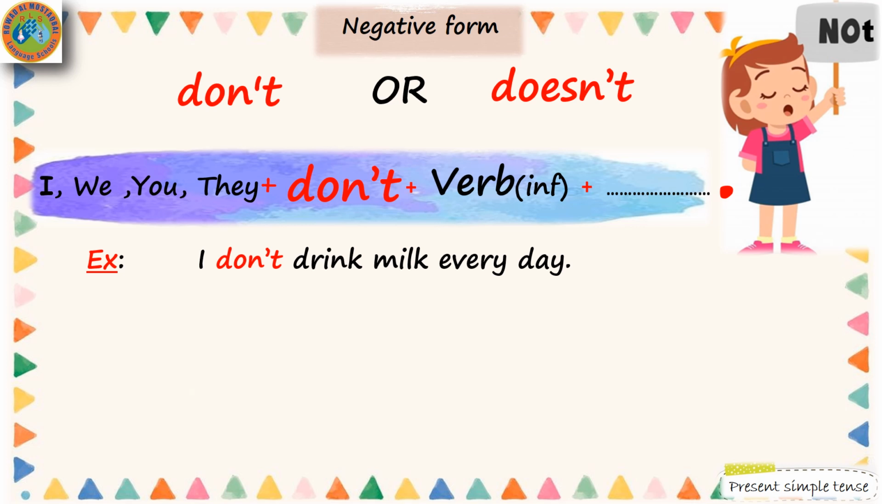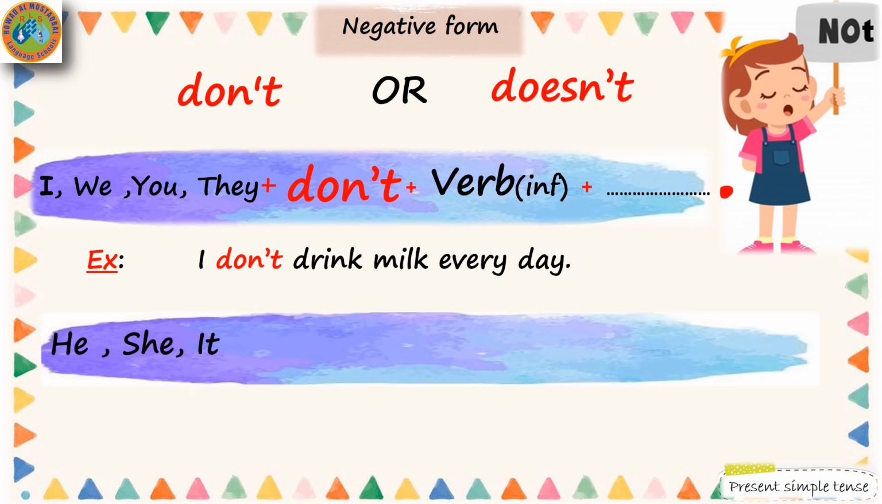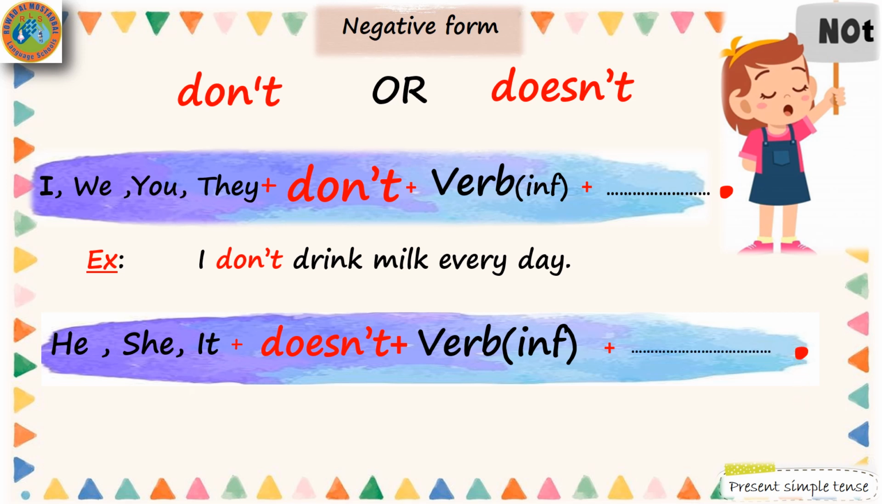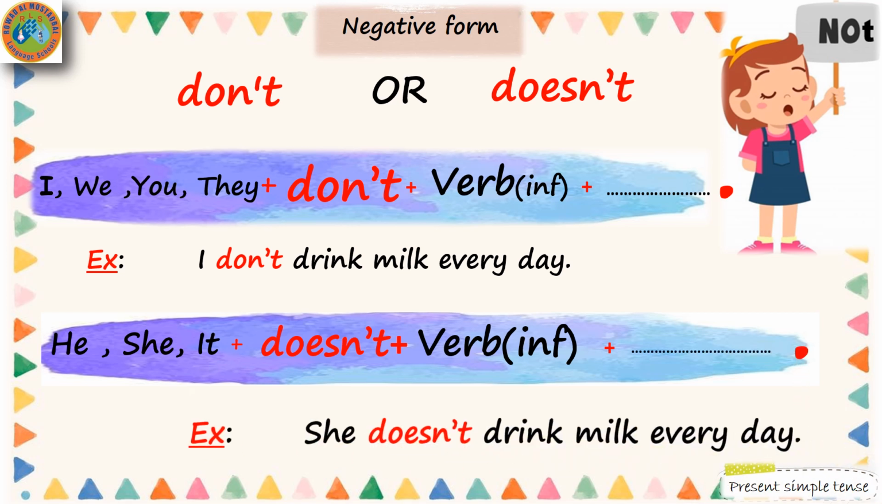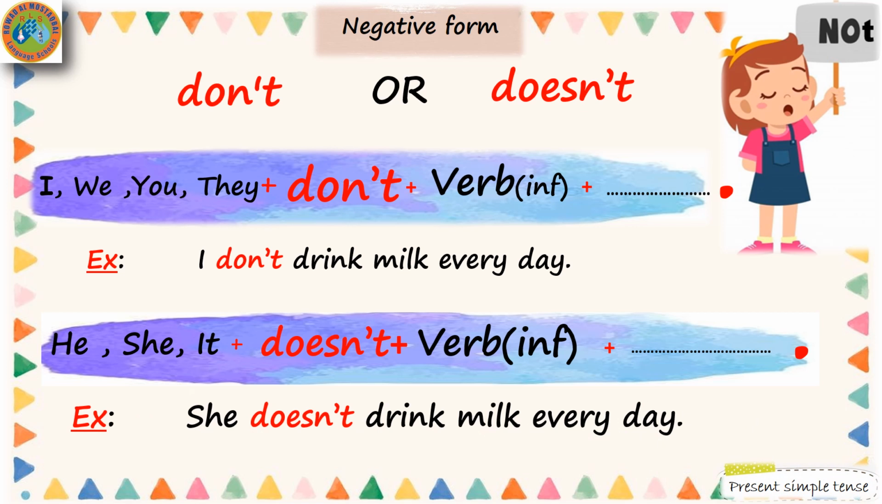Let's remember how I can make a negative with the singular nouns like he, she, it. Then I will make the negative with doesn't. Then I will put the verb in infinitive. That means what? No s, no es, no ing, no ed, no negative verbs. Then I will put the rest of the sentence, and don't forget the full stop. For example, she doesn't drink milk every day.